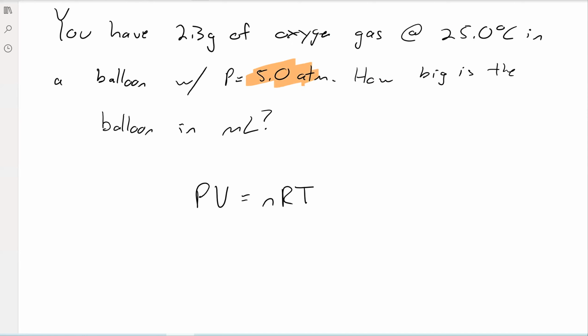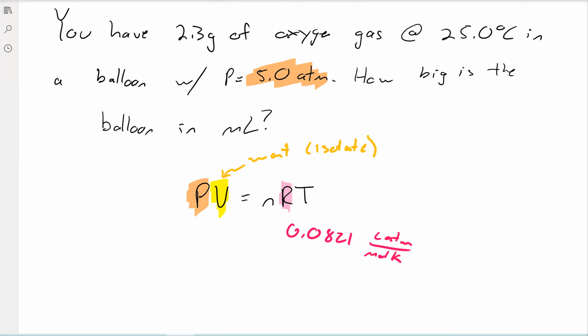And so here we can plug in P is going to equal 5 atmospheres. We, of course, know that R over here is equal to 0.0821 liters atmospheres per moles Kelvin. And so make sure all of our other units are in those values right there. V is what we want to solve for, and that's what we're going to want to eventually isolate.